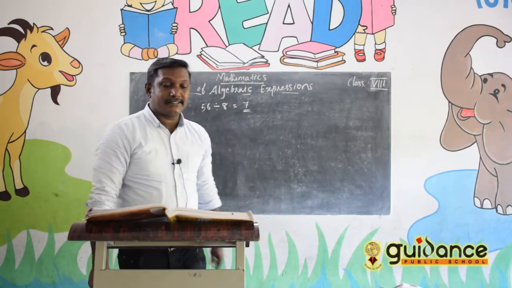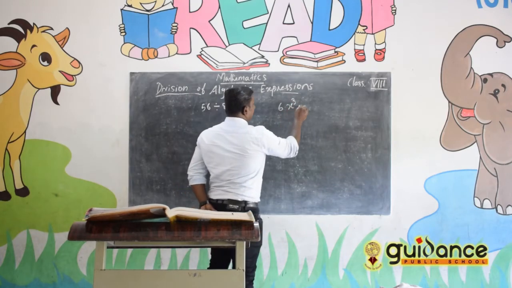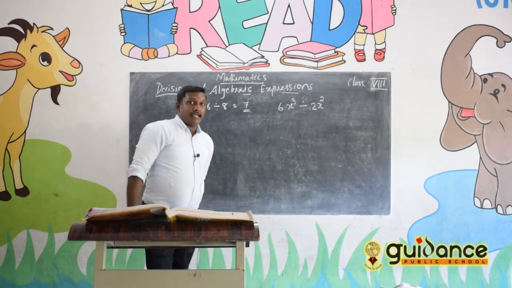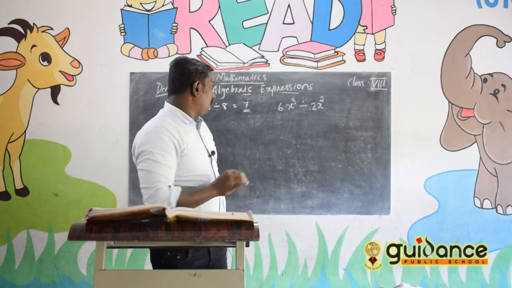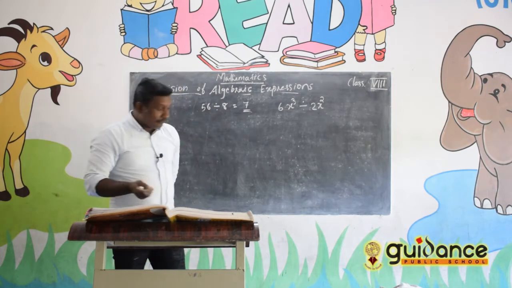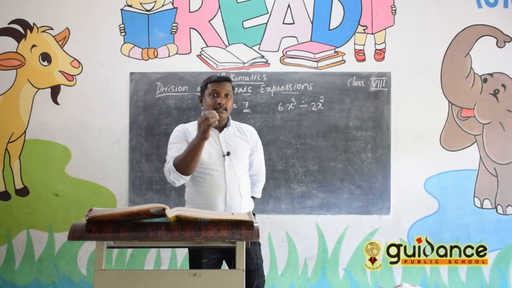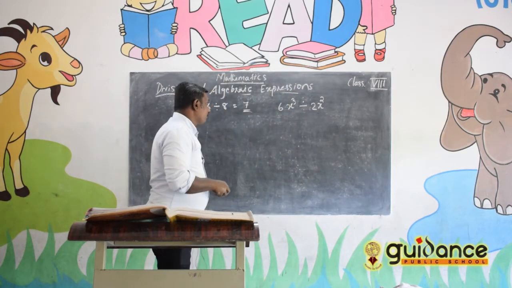So for example, 6x cube divided by 2x square. 6x cube divided by 2x square. First we factorize the given terms. Two expressions are there, 6x cube and 2x square. First we factorize the given terms into irreducible terms.